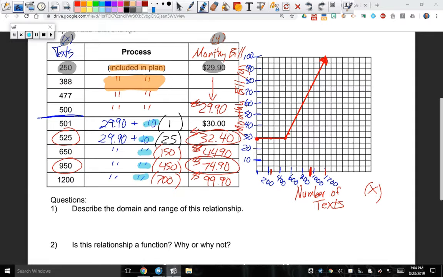Could I put an arrow here? No, why not? Why can't I put an arrow there? Because it's not because it's always at 2990, but because I can't have a negative amount of text. Okay? So you can only start at 0. Alright. Any questions from what we have so far?